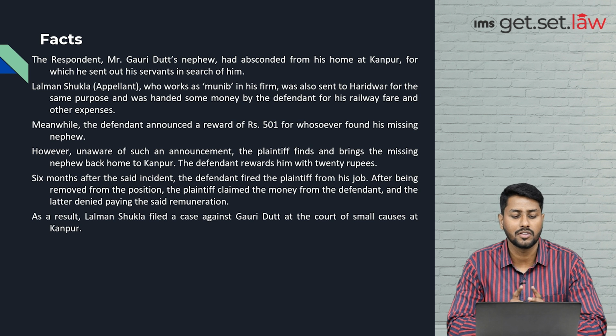There are two parties in this case. The first party is Lalman Shukla, the appellant, who is filing a case against Mr. Gauri Dutt. So what happened? Mr. Gauri Dutt's nephew had absconded from his home at Kanpur, for which he sent out his servants in search of him. Along with the servants, he also sent his Munib, the accountant of the firm, to Haridwar for the same purpose, and handed him some money for his railway fare and other expenses. After sending his servant and accountant, the defendant announced a reward of rupees 501 for whosoever found his missing nephew. So if anyone found his missing nephew, he was willing to pay 501 rupees as a reward.